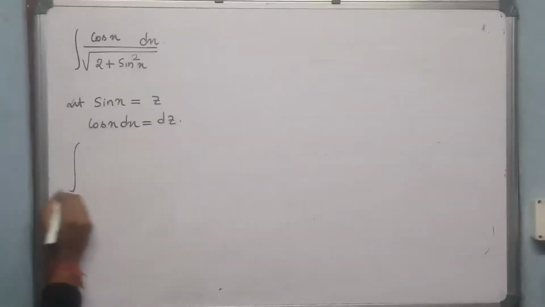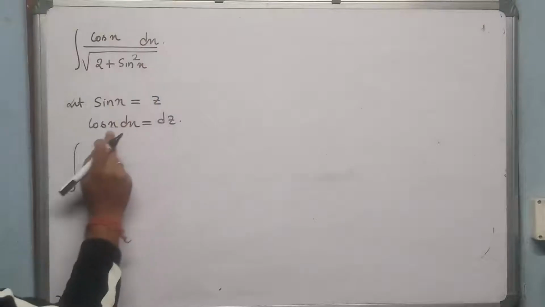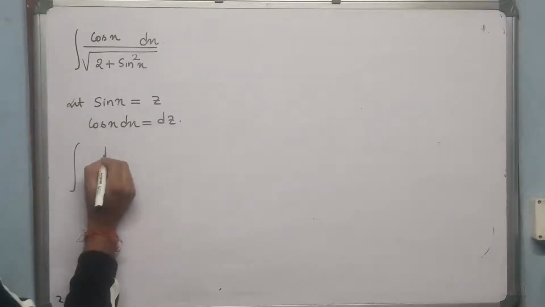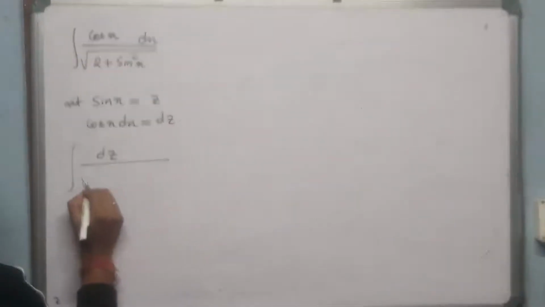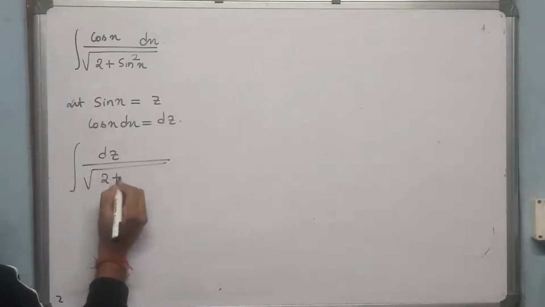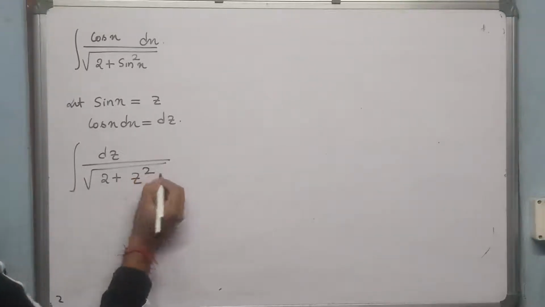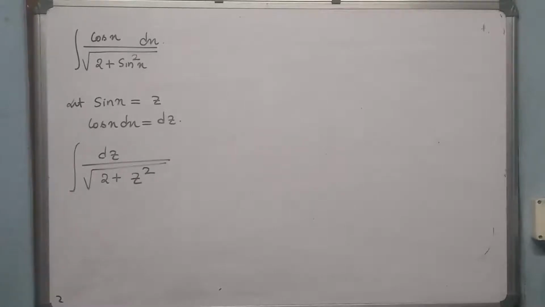Now, integration cos x dx over under root 2 plus sin square x. This is sin square x. Now, if you substitute, let sin x equals z, what we'll get? The derivative of sin x is cos x dx equals dz. Then in the integration, I'll substitute cos x dx as dz over under root 2 plus z square.